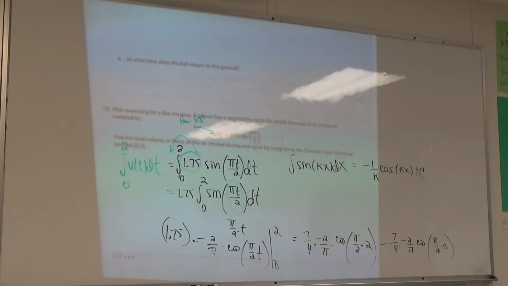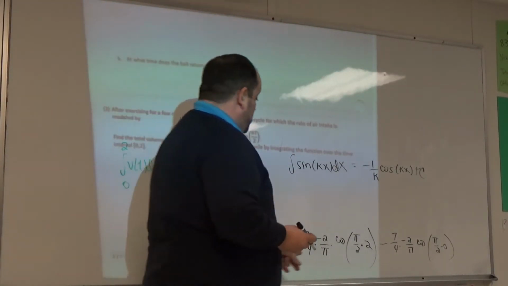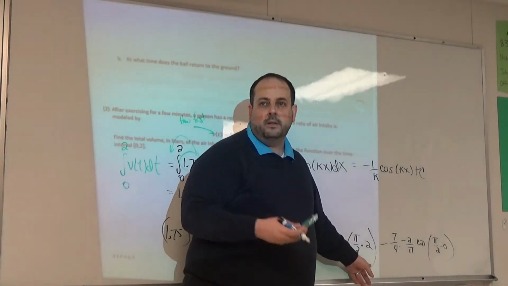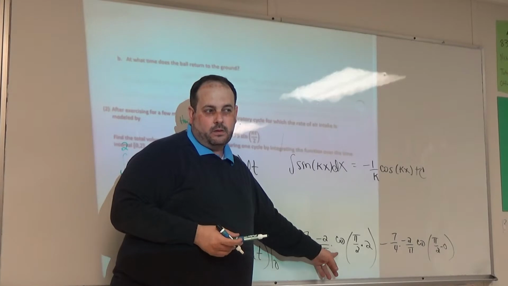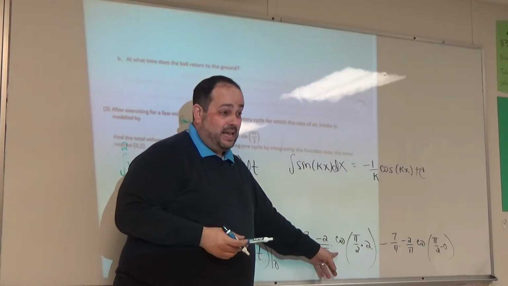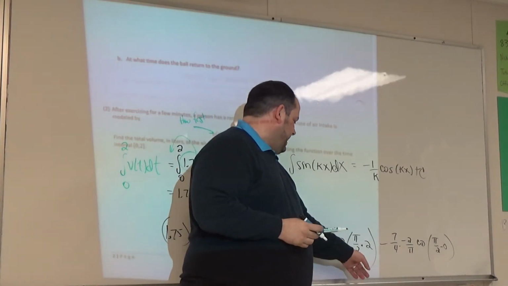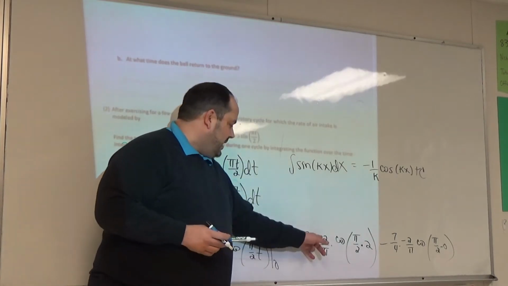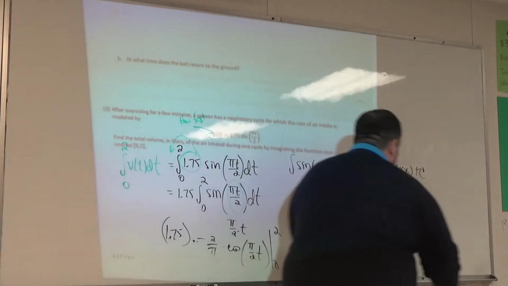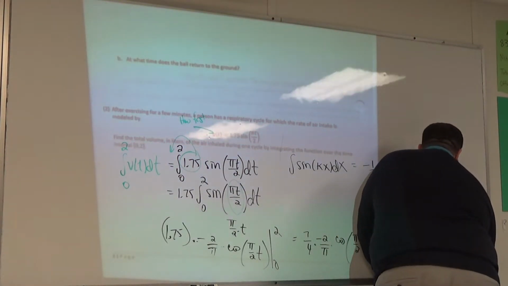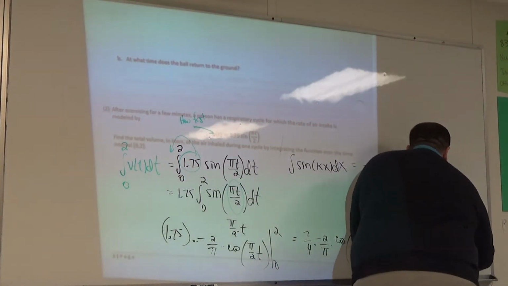Careful, careful, careful. Pi over 2 times 2 is 2 pi over 2, or even better, pi. Cosine of pi? Negative 1. Cosine of pi has to be negative 1. So now I've got negative 1 times negative 2 over pi. So 2 over pi. So I've got 7 over 4 times 2 over pi.